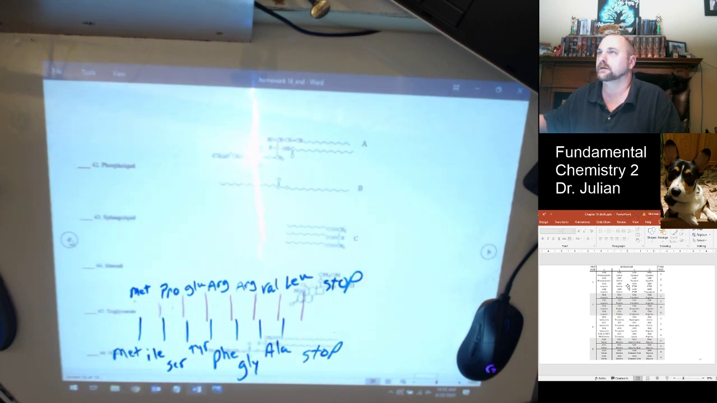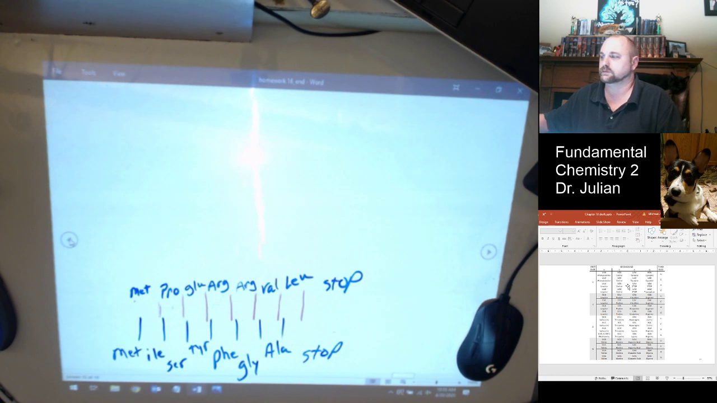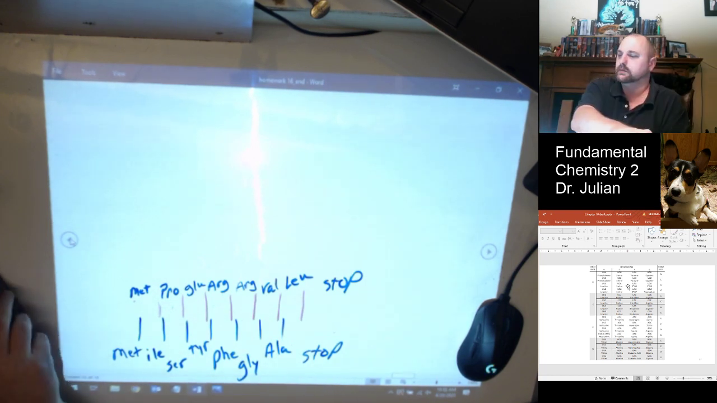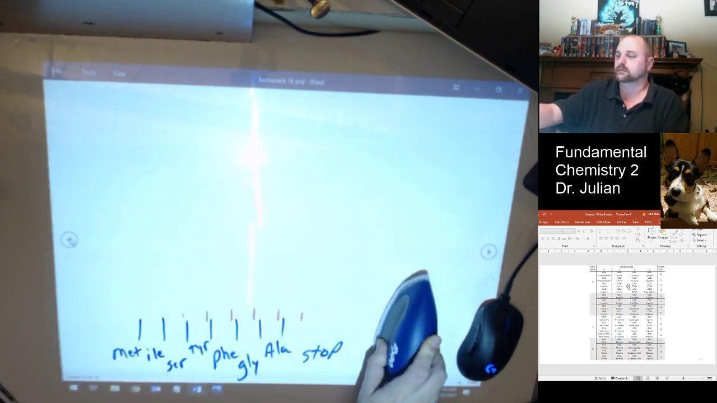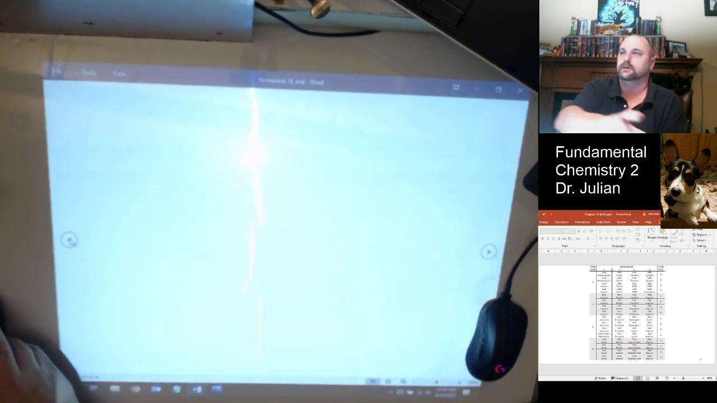Okay, so that ought to work. Not that difficult. Use those two sheets.